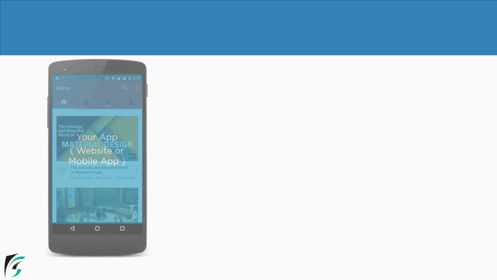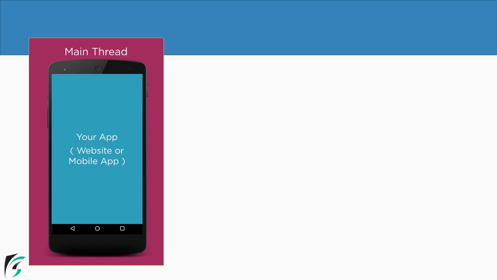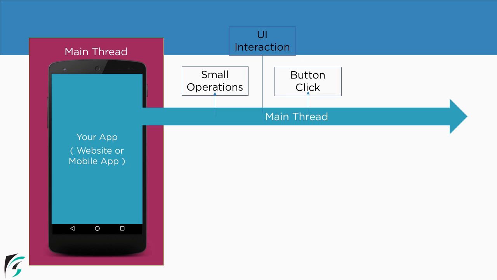Now whenever we start any application, it might be a website or a mobile application, then a default main thread is created. On this thread we perform various operations. For example, we can perform small operations such as UI interaction, click of the button, some mathematical operation or some logical operation. Well, all of these operations fall under the category of small operations. That is, they take a very small amount of time to execute.